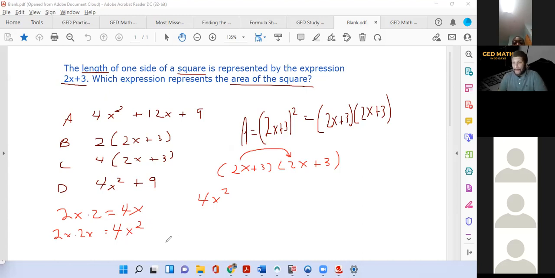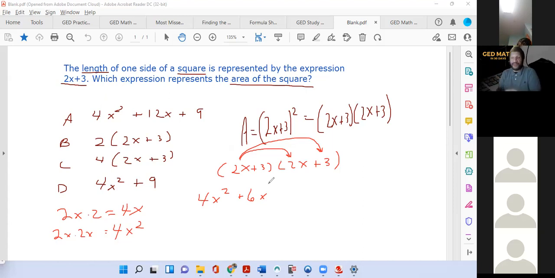Everybody understand that? Cool. Okay, so we got 2x times 2x. What do we do next? 2x times 3. What is 2x times 3? 6x. What do we do next? 3 times 2x. So understand what we did. I need everybody to understand what we did. We took 2x and we multiplied it by everything else in the other parentheses. If it was 3 things there, we would have multiplied it by the third thing, but it's only 2 things there. So we multiplied 2x by everything else in the other parentheses.